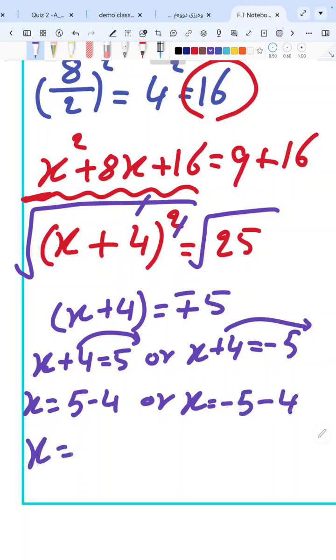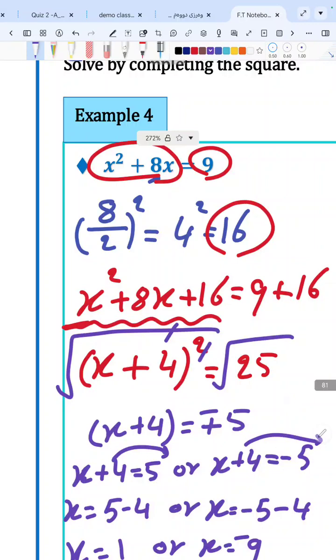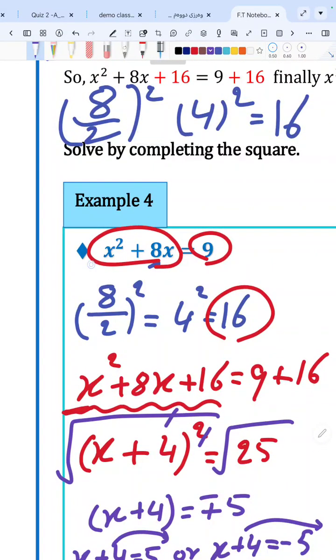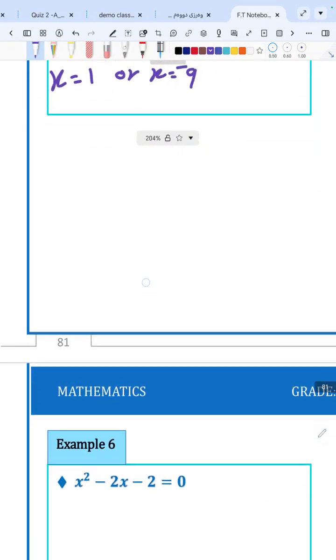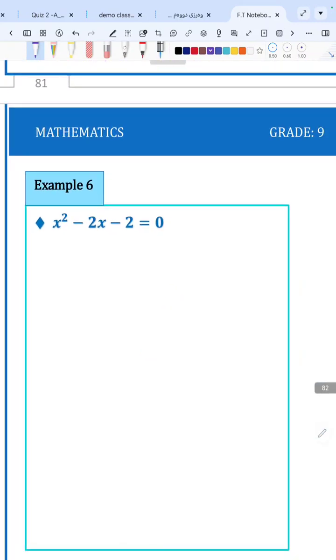Now x equals 5 minus 4, which is 1, or x equals negative 5 minus 4, the same sign, which equals negative 9. Pay attention, if you have anything before x power 2, you have to remove it. Please take care.